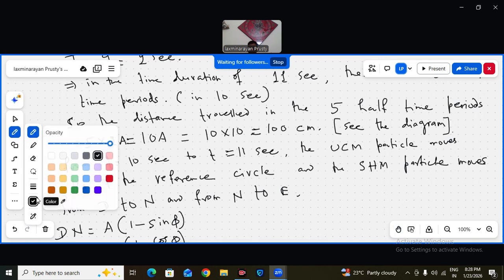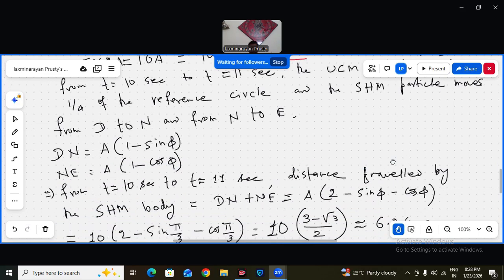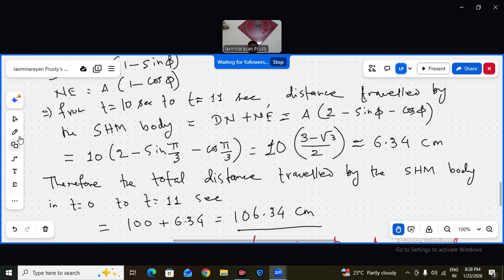Let's mark this. This is 100 centimeter. And come here, come here. This is our 10 to 11, which is 6.34 centimeter. So total distance how much? This. Yes or no?